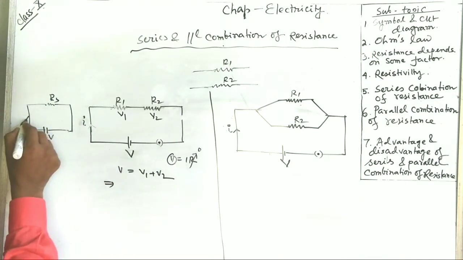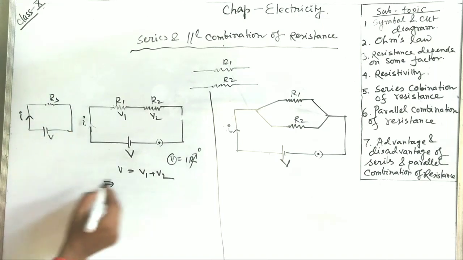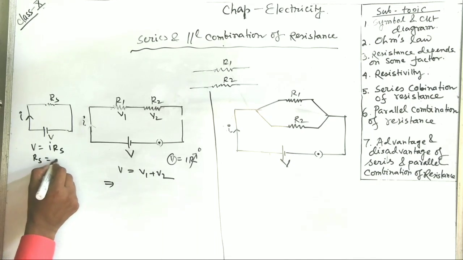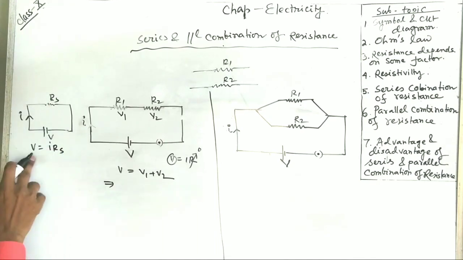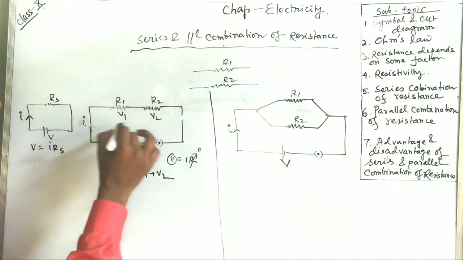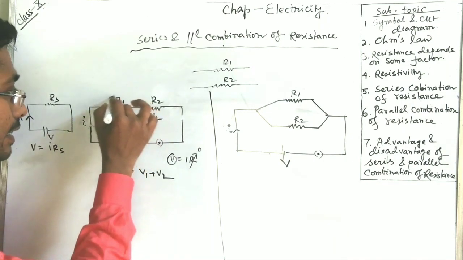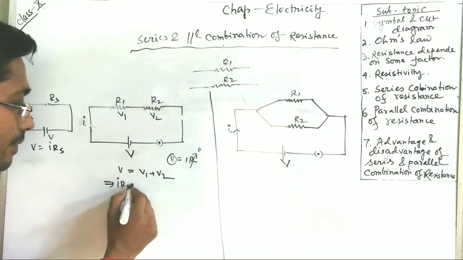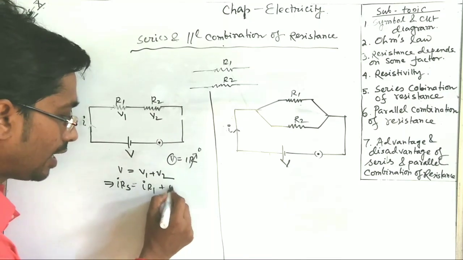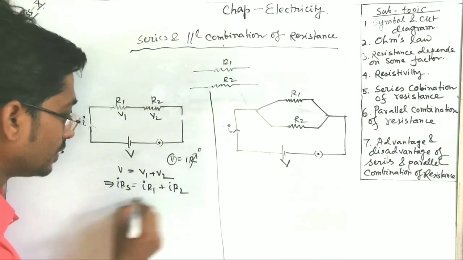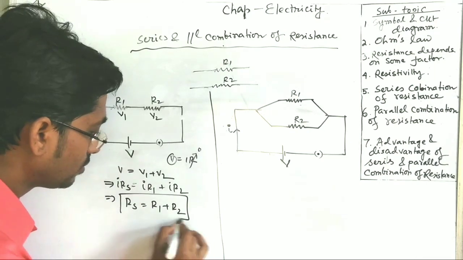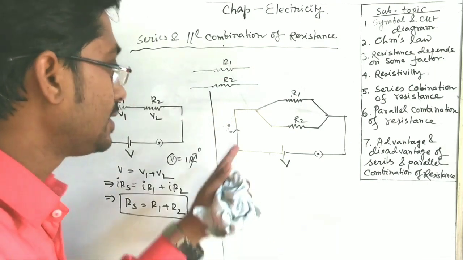Then V is equal to, the same current is flowing also. So from this equation, according to Ohm's law, V is equal to IRs. Apply Ohm's law across these resistances: it will be equal to IR1 plus IR2, since V is equal to IR across each resistance. Then we can write Rs is equal to R1 plus R2. Okay, proved. Now take the conditions for the current.